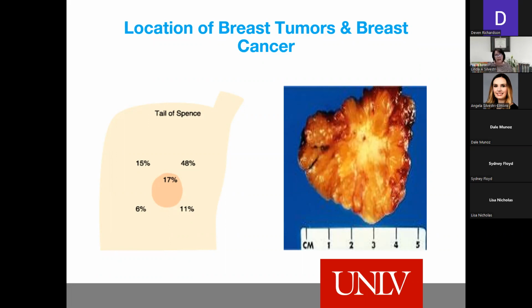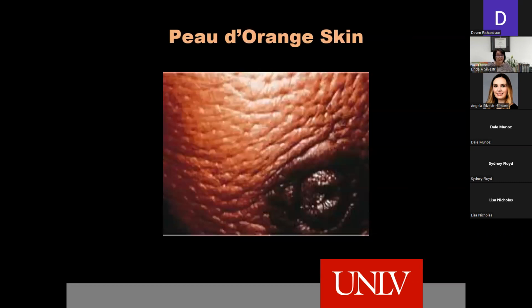And then on the next slide, we have a picture of very late cancer. We don't ever want it to progress to this point. It's called peau d'orange skin, and the tumor. And a lot of times we have broken skin and drainage, and that is a very late sign of cancer.